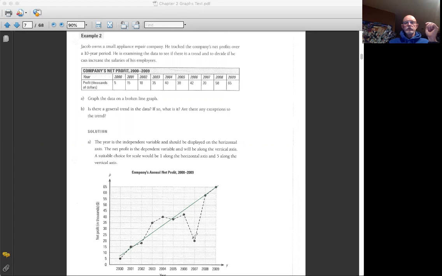So 2007 is a huge outlier. That was a sucky year for Jacob, man. But generally speaking, you can see that his business continues to grow in profits. So it's going up. So the moral of the story is, yes, it's his decision, but he is in a good position right now, and showing the growth over the years, to give his people a raise. Okay, so let me see where we go from here.